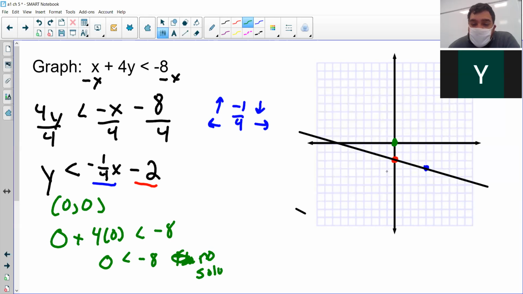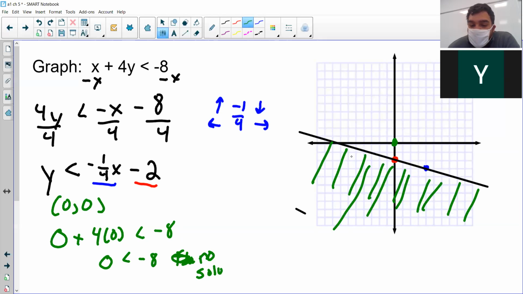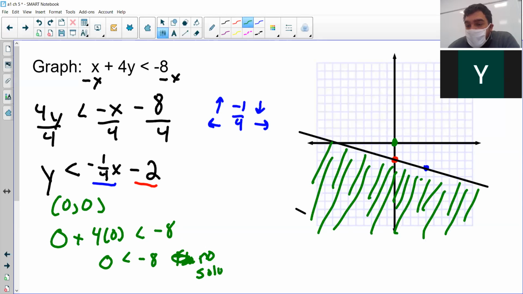So because this is not a solution, 0, 0 should not be in the solution. So we're going to color away from it. If you don't want to be too sloppy, you could just do like these lines that I'm doing. But we're going to shade away from that direction, okay? After we shade that thing, we are done.